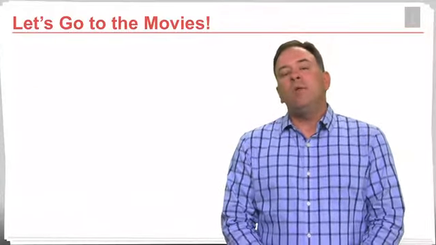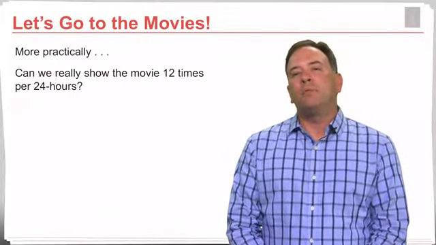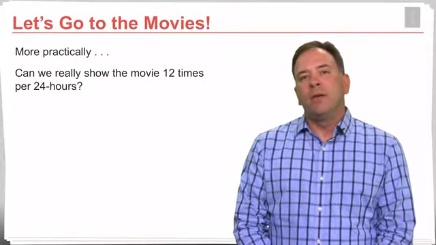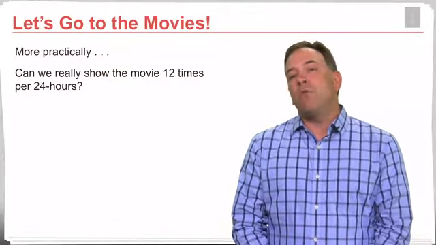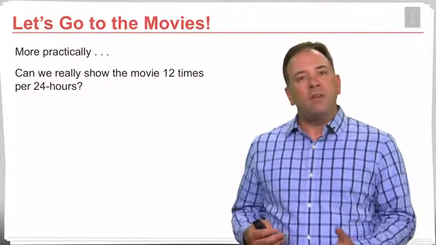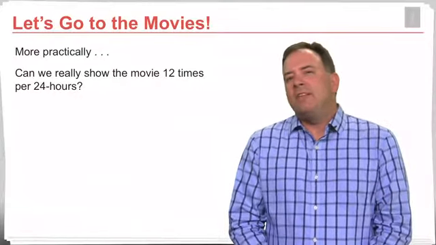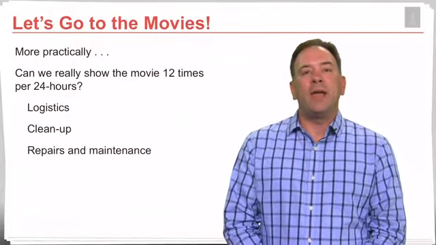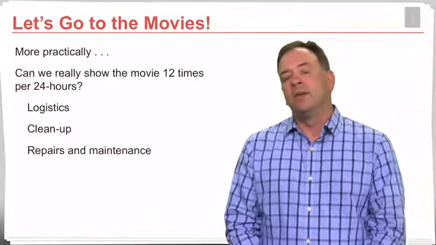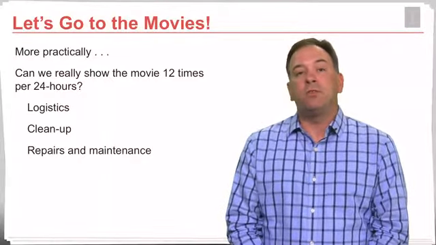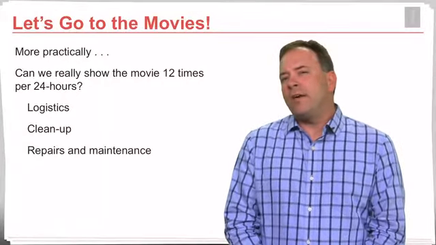However, thinking more practically, can we really show the movie 12 times per the 24-hour time period? If we were to start a movie at 12 a.m., the people who finish that movie about 2 a.m. would have to leave the theater, and the next showing would have to have people come in. So we have these natural logistics that enter into play that might preclude us from having movies start at 12, 2, 4, and 6. We might have to instead start the movie at 2:15 or 2:30, and so on throughout the day.